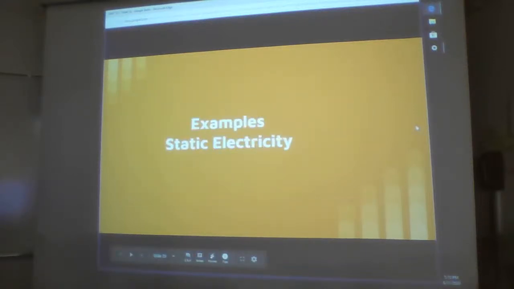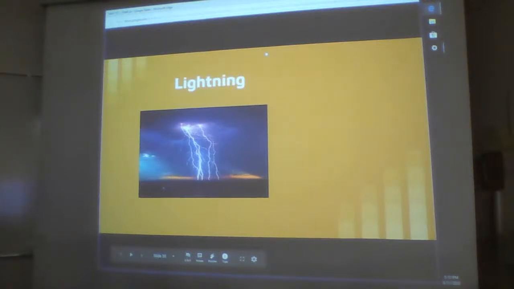Some examples of static electricity, of course, lightning. Lightning is a buildup of static electricity, and then it's released with this heating up of the molecules that release this charge, and that's where we get the lightning from. The color of lightning, that big like zap.